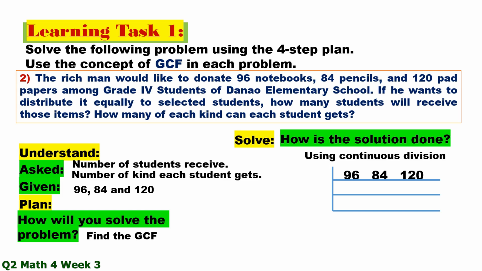96, 84, and 120 are divisible by 2. 96 divided by 2, 48. 84 divided by 2, 42. 120 divided by 2, 60. 48, 42, and 60 are divisible by 2. 48 divided by 2, 24. 42 divided by 2, 21. 60 divided by 2, 30. 24, 21, and 30 are divisible by 3. 24 divided by 3, 8. 21 divided by 3, 7. 30 divided by 3, 10.